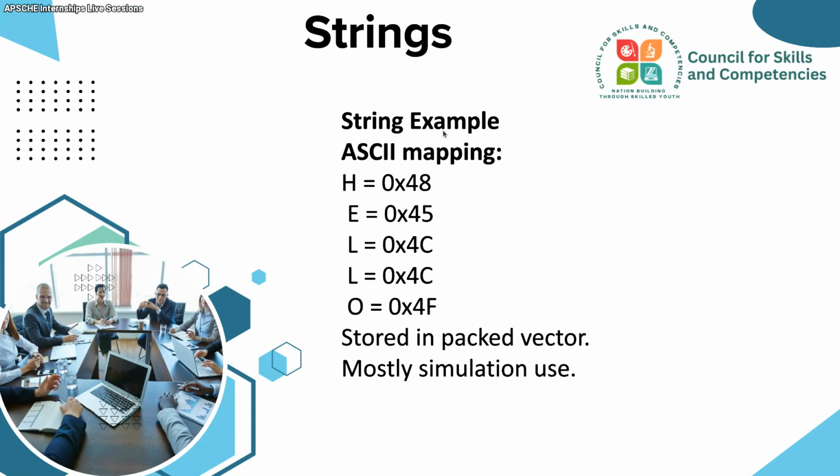Now the string example, ASCII mapping. If you look at the ASCII map table, you can see that H is 48 and E is represented by 45 in hex. These are the things you can look at. This is 8 bits, 8 bits, 8 bits, 8 bits, 8 bits, so it is stored in a packed vector.